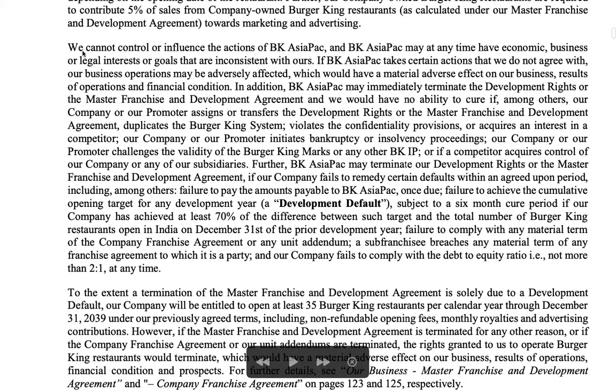We cannot, of course, control or influence the actions of Burger King Asia Pacific, and they may at any time have economic, business, or legal interests or goals that are inconsistent with ours. So, for example, Burger King Asia Pacific might decide that instead of India, we would like to invest more in, let's say, Bangladesh or Nepal or Pakistan or any of our other neighboring countries, in which case Burger King Asia Pacific has the right to do so, right?